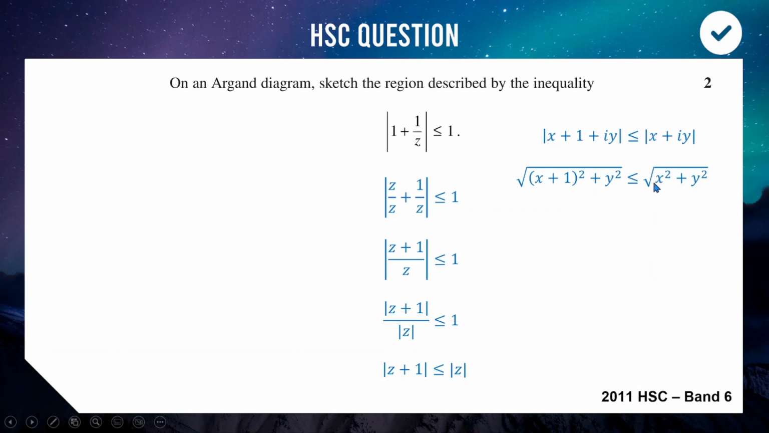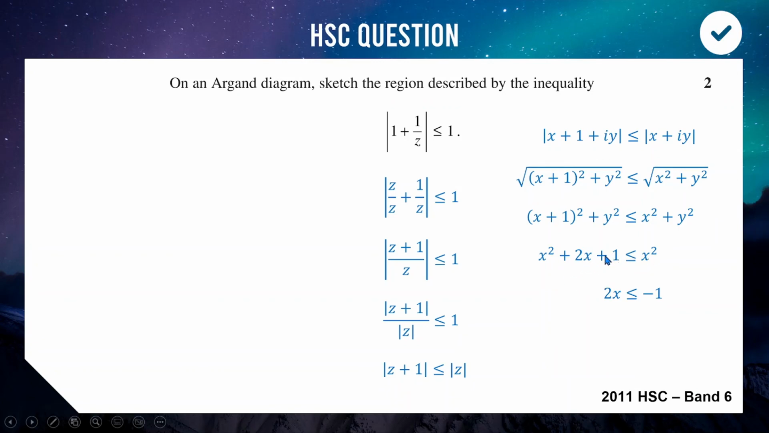Okay, because everything's positive, we can just square both sides and we don't have to worry about the inequality again. So we square both sides to get rid of the square root, and we have x plus 1 squared plus y squared less than or equal to x squared plus y squared. We can subtract the y squareds from both sides, so they're gone away. And while we're at it, we may as well expand this binomial product here and write it as x squared plus 2x plus 1 less than or equal to x squared. Okay, now we can subtract x squared from both sides, and we get 2x plus 1 is less than or equal to 0.